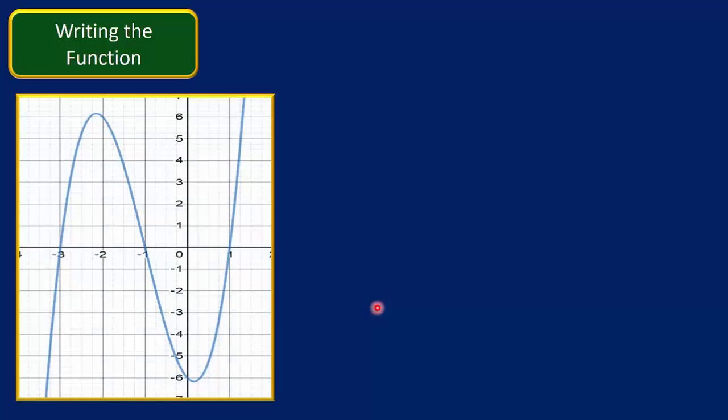Let's suppose that we're given this graph. We're told this is a polynomial. This is the graph of a polynomial. And we want to find a polynomial that would match up with this graph. In other words, we want to find a mathematical model for this graph.